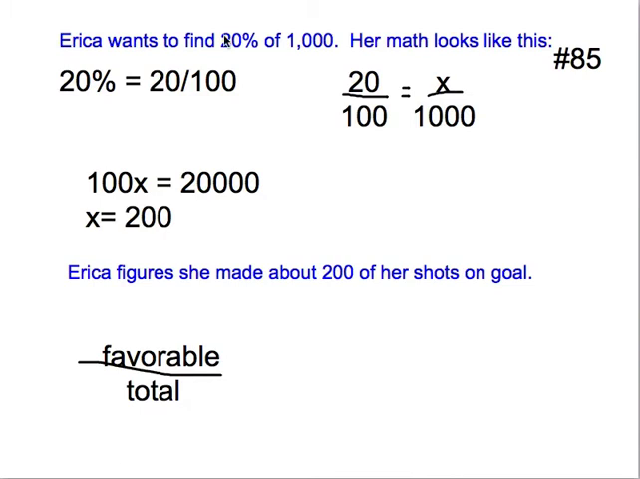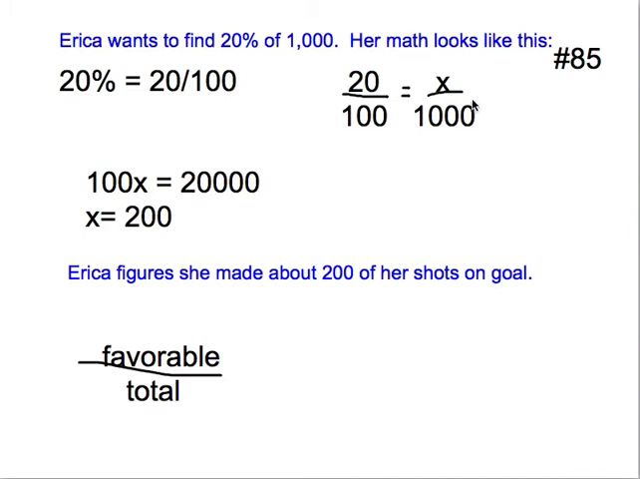So using this estimation, we're going to solve. We want 20% of 1,000. Or we're setting up a proportion to represent what happened. So using favorable over total, 20% we already said was 20 goals out of 100 attempts. So 20 goals out of 100 attempts is some amount of goals over 1,000. The goals are what's favorable, and the denominator is the total.